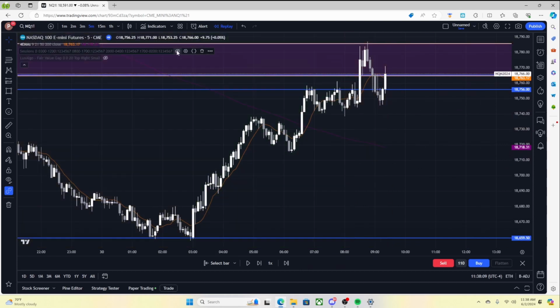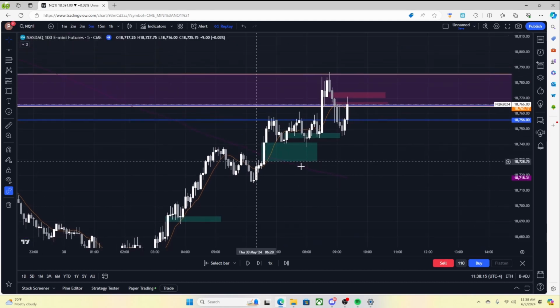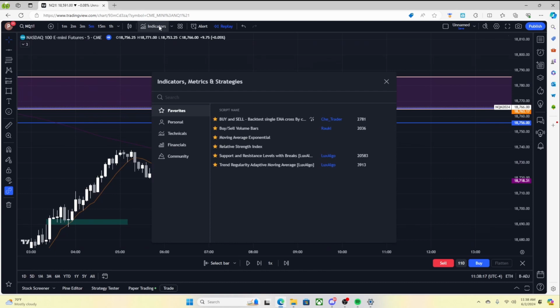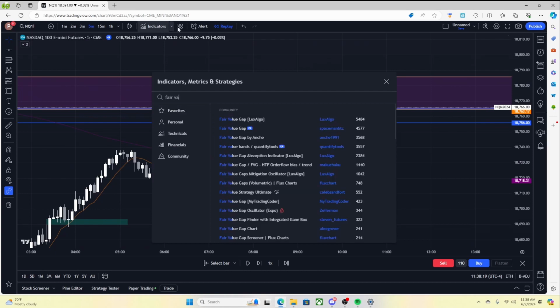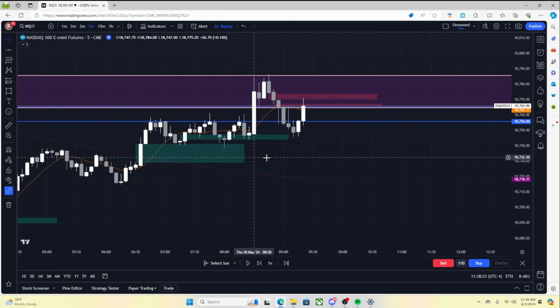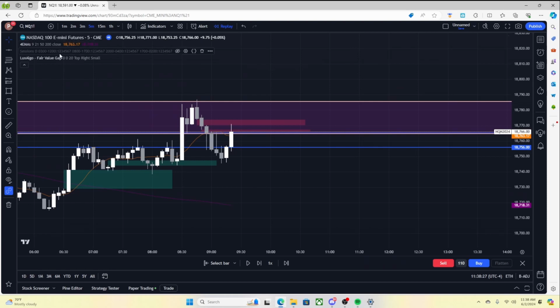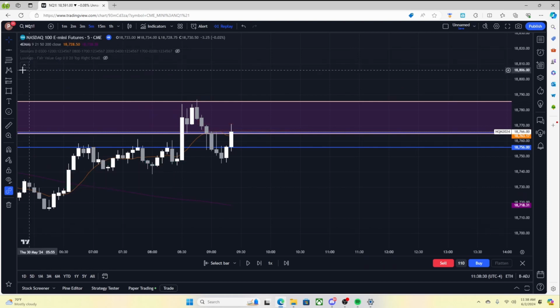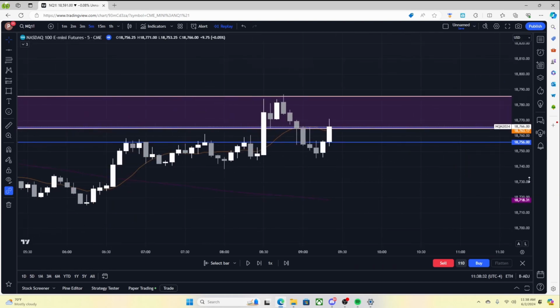I should also mention, if you're having trouble finding fair value gaps, there's this indicator. It's called LuxAlgo Fair Value Gaps. You can look it up. I think you just type in fair value. It's like the first one. They can help you identify them. See, here's a fair value gap. Came into a push higher. So if you want to turn that on to help you find them, that's a good tool.